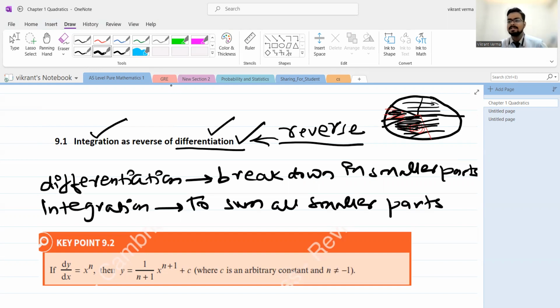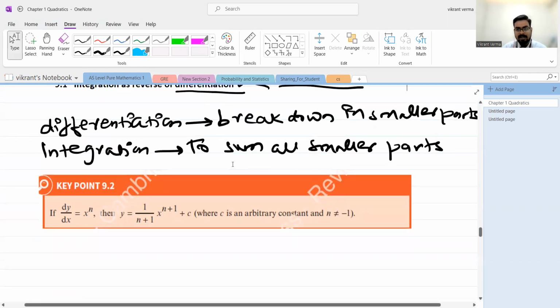Okay, so this was just a simple layman English explanation for these two words, that what do we mean by integration and differentiation. So we will see what these words mean in mathematics.